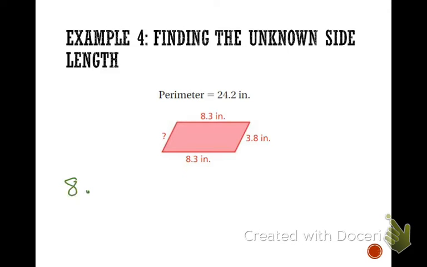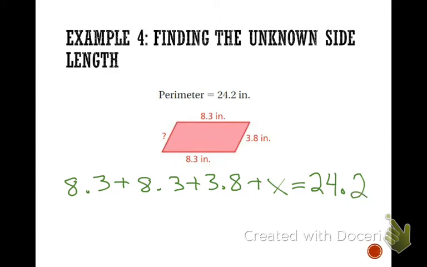I can add all the sides together. 8.3 plus 8.3 plus 3.8 plus x, because I don't know it, equals my total perimeter, 24.2. Then when you add them all together and you subtract, guess what you're going to get? 3.8. Okay? So, all right, that's everything you need to know for today.